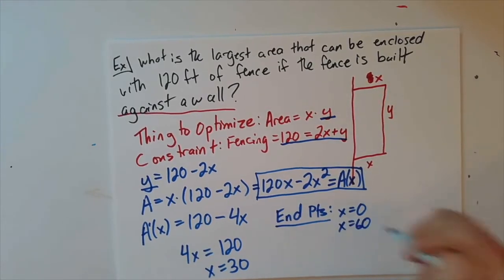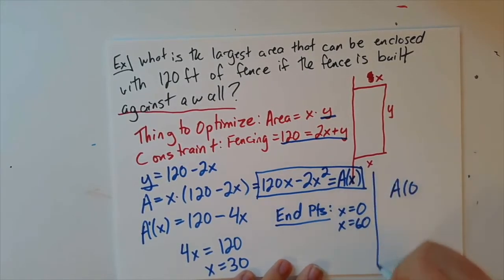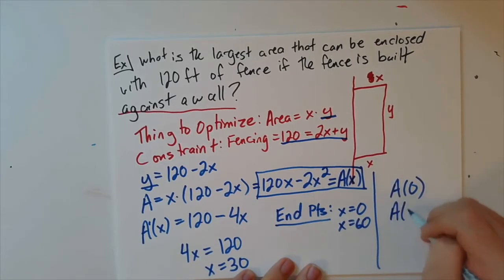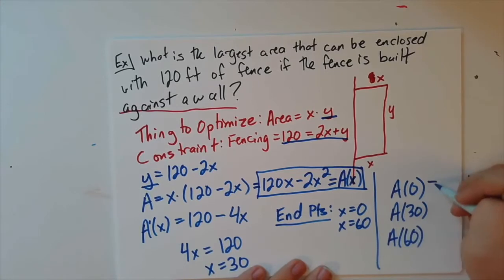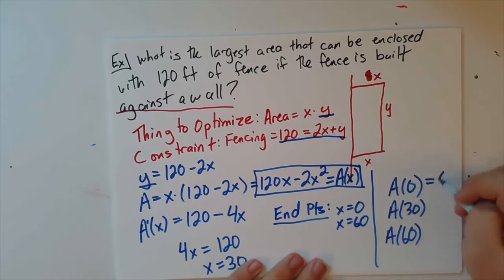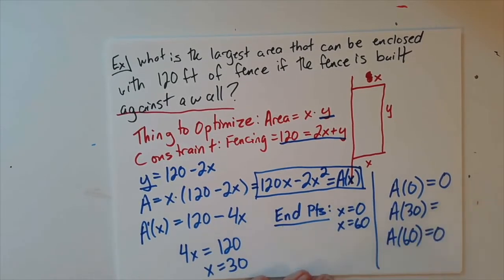So then we find ourselves calculating A of 0, A of 30, A of 60. A of 0 is 0, A of 60 is also 0. And A of 30 will be 30 times 60, which is 1800.